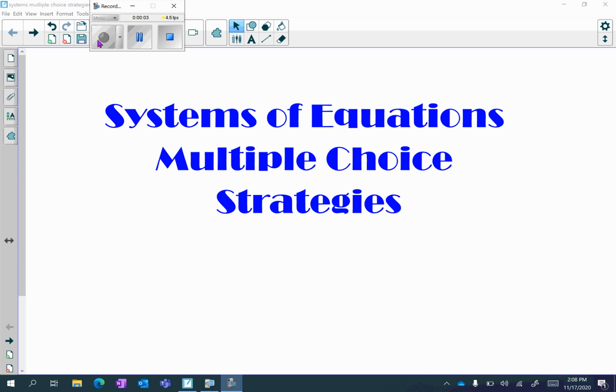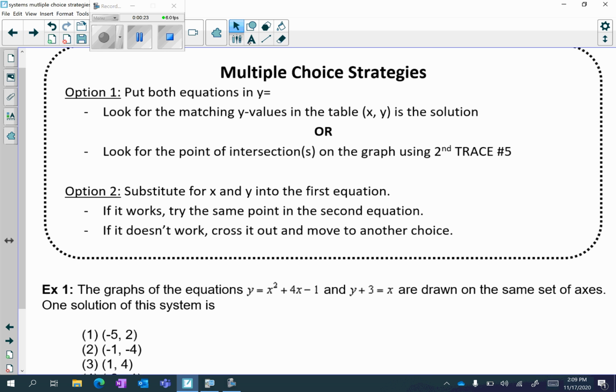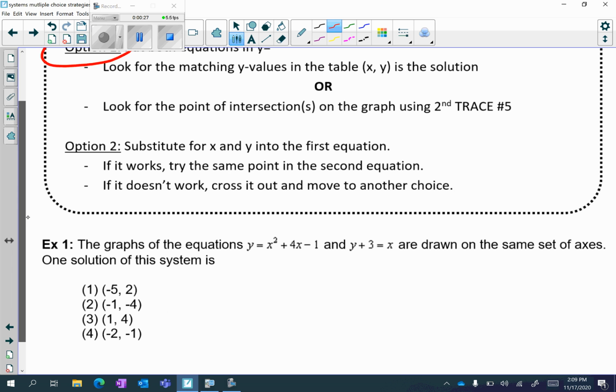This video is going to review two different strategies for systems of equations multiple choice questions using the calculator. So option one is to put both equations into y equals and look for the matching y values in the table, or to look for the point of intersection on the graph. So we're going to focus right now on option one.